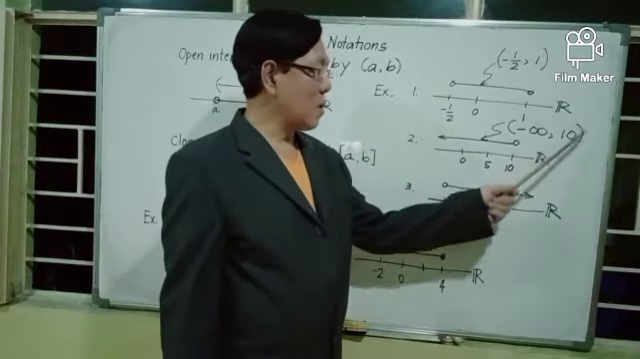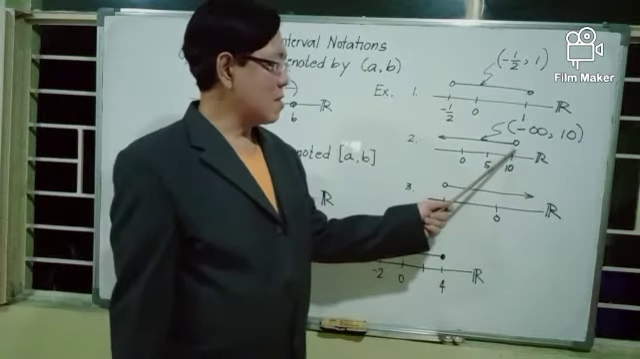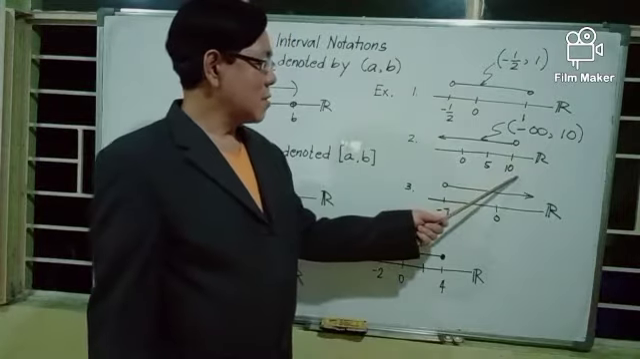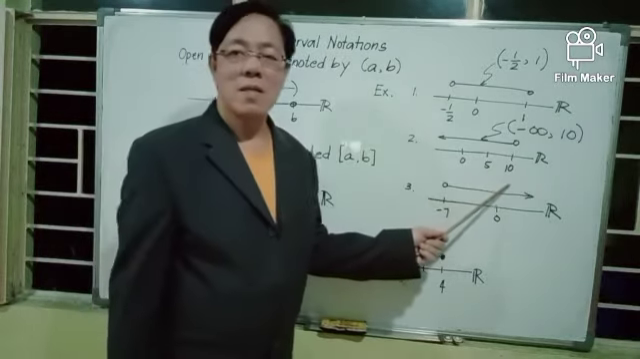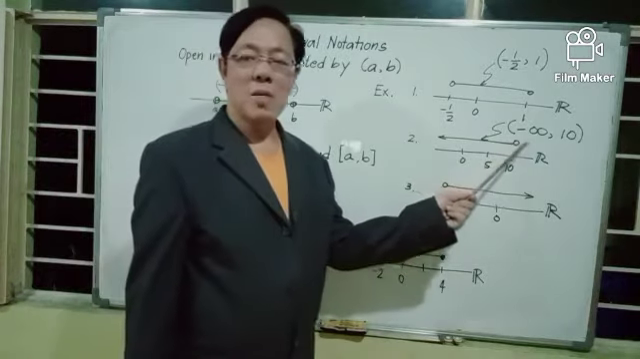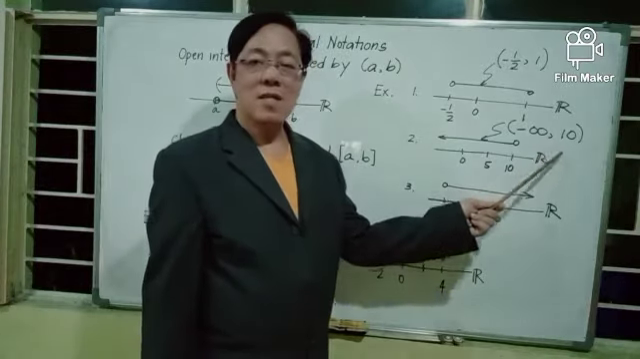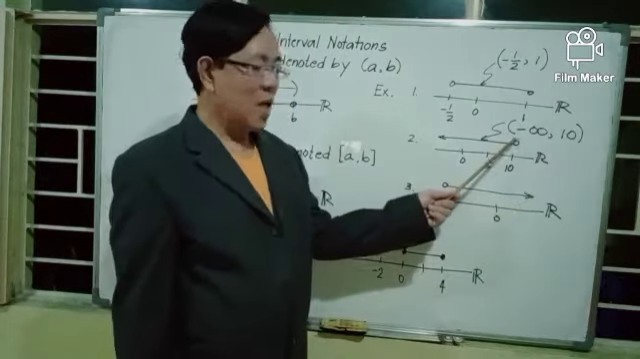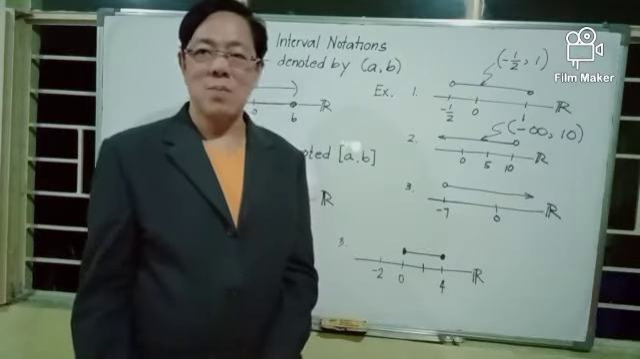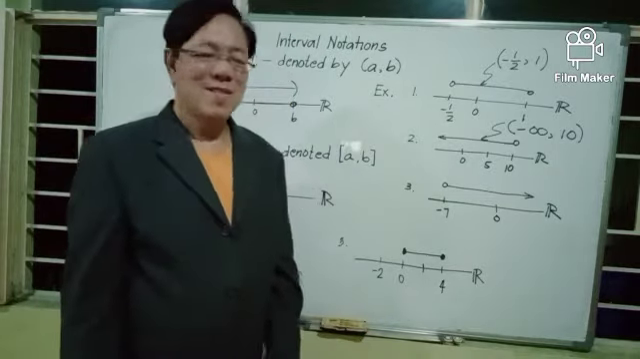After 10, we have the close parenthesis because 10 is not included in the set, as indicated by this small circle. So this set of real numbers from 10 and all the real numbers less than 10 is the open interval from negative infinity to positive 10. And 10 is not included in the set, as well as negative infinity, because it is not a real number. It is just a symbol representing a very small negative real number.